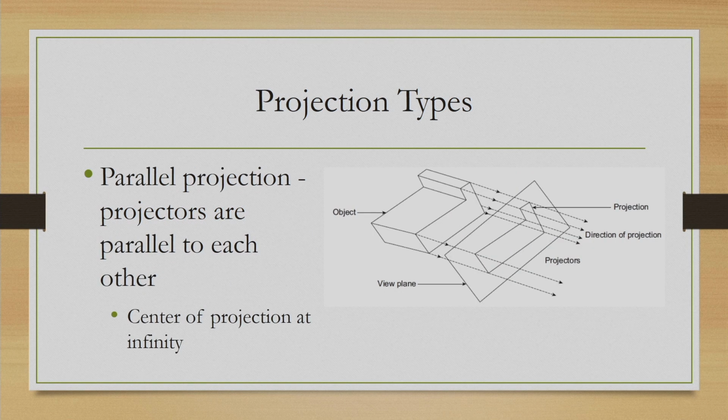Now, there is another type of projection, that is parallel projection. In this case, projectors are parallel to each other, they do not meet at a common point, instead typically it is assumed that they meet at infinity.